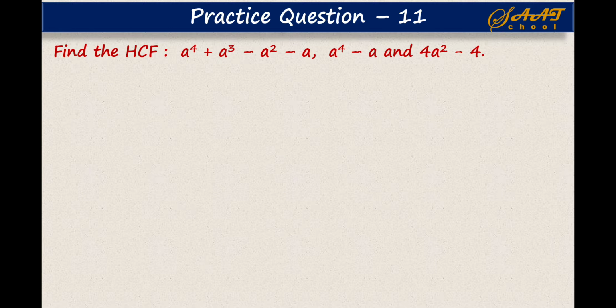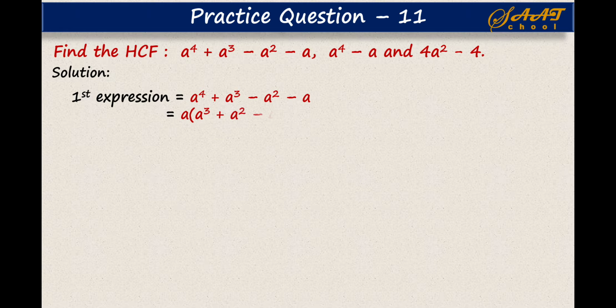Now next, practice question number 11. Here the first expression we have is a4 plus a cube minus a square minus a. If you look at all those terms, we have a common among those terms. If a is common, that gives a cube plus a square minus a minus 1.